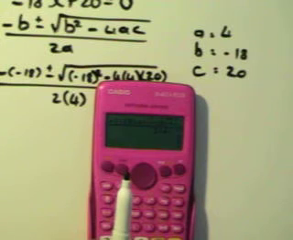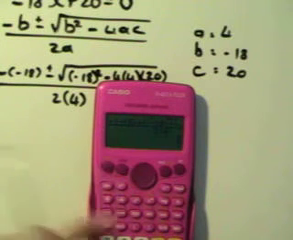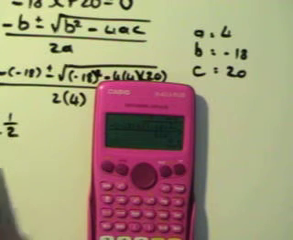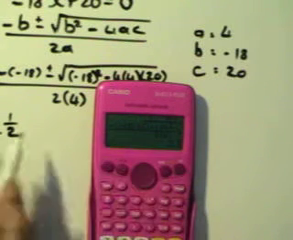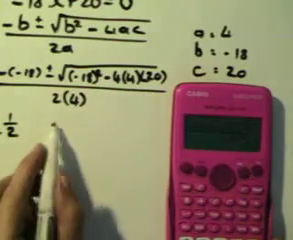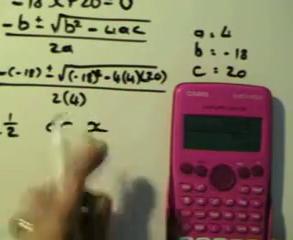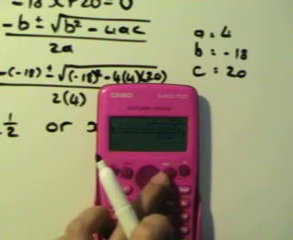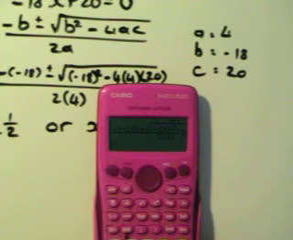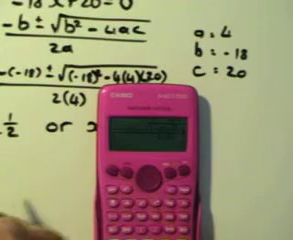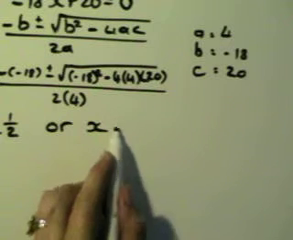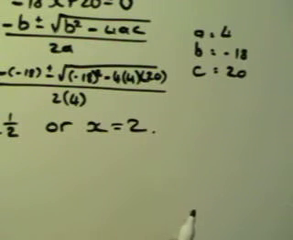Now this gives me 5 over 2, which I would rather write as 2.5, or you can leave it as 5 over 2 or 2.5. So x is equal to, now for the second value I don't need to feed in everything again, I can just use my cursor and change the plus to a minus, and then I get 2. So x is equal to 2.5 or x is equal to 2.